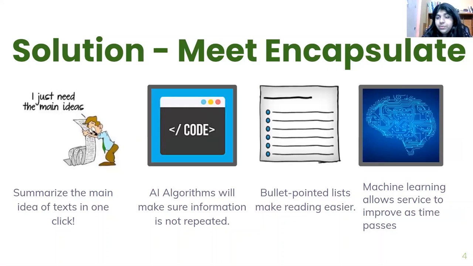Also, compared to our competitors, which I'll explain a little bit later, we offer something called bullet pointed lists, which summarize really large bodies of text, about 90,000 to 100,000 words, into really small bulleted point lists that are more digestible to read, as well as understandable to study from. Also, our AI algorithms are very unique and make sure that information is not omitted or repeated within the summary.